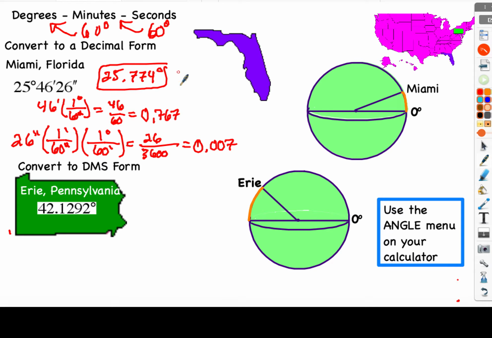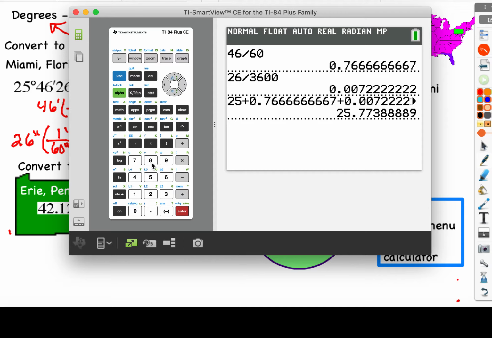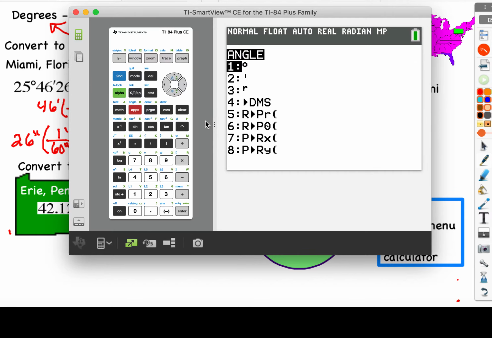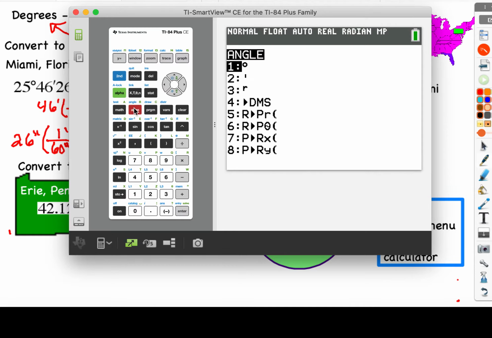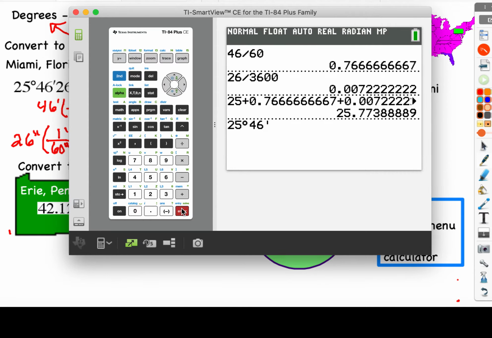Now, we can double check our answer. Our calculator also actually converts this very nicely. You can say 25. There's an angle menu right above the apps button here. So I press second angle. We can press degree, right? And then we can say 46. Again, second angle. And notice the second option there is minutes. And then the same thing, we're going to have 26.